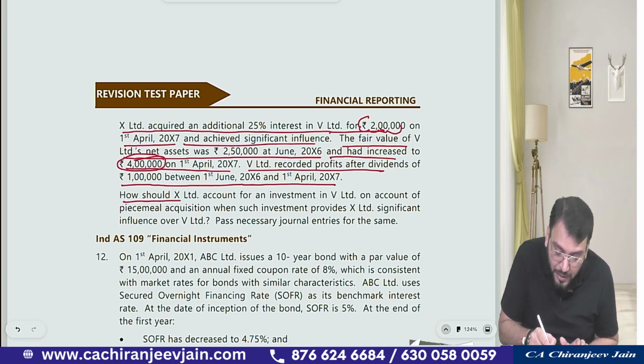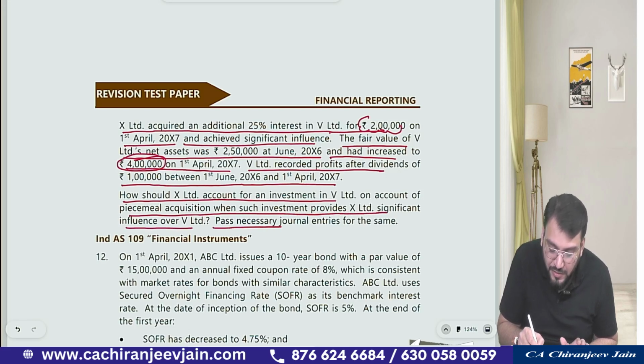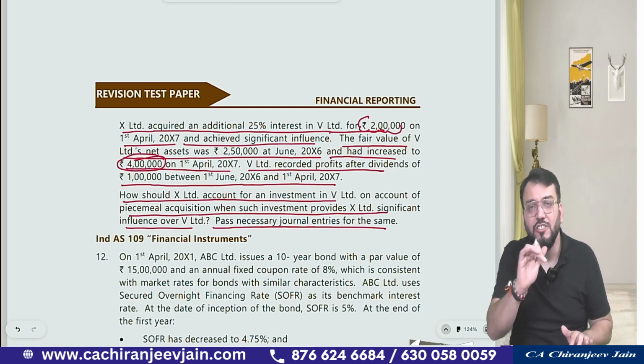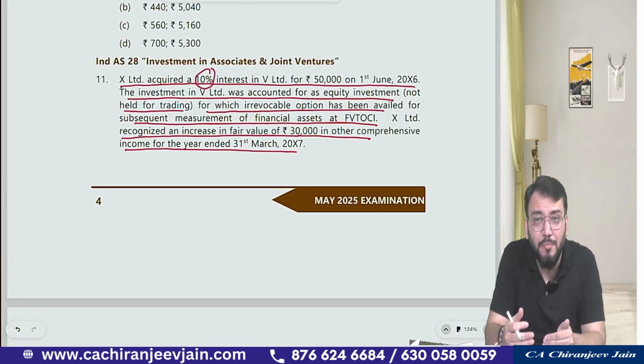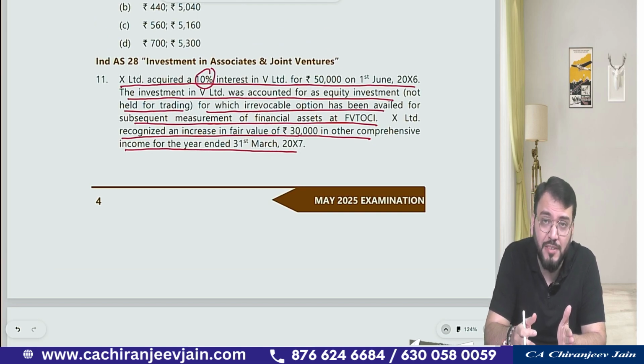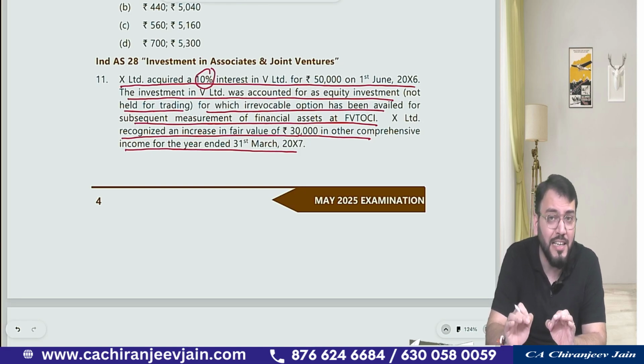How should X Limited account for an investment in V Limited on account of piecemeal acquisition when such investment provides X Limited significant influence over V Limited? Pass necessary journal entry for the same. Now just try to understand. This is multiple acquisition: first they acquire 10%, then they acquire 25%, and by acquiring 25% again they are able to exercise significant influence. So this is multiple acquisition, and Ind AS 28 is totally silent about multiple acquisition.